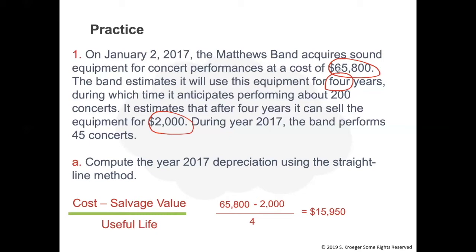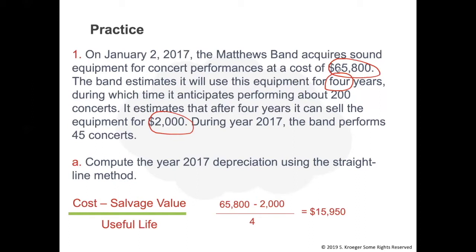Our asset costs us 65,800. We would depreciate it $15,950 in year 1, 2, 3, and 4. At the end of its life, the book value of the asset would be 65,800 minus all that depreciation, which would leave us with a value of $2,000. Our final book value would be the salvage value.